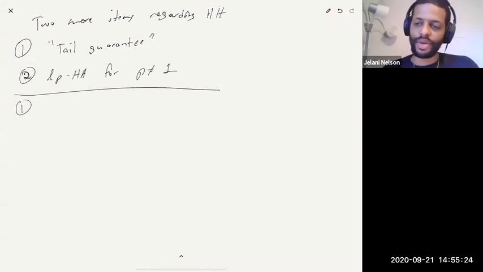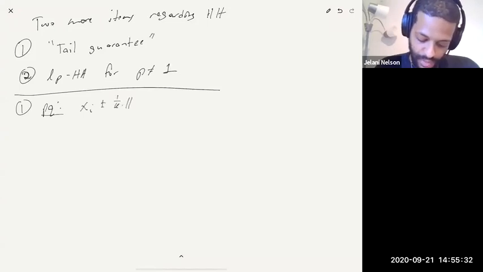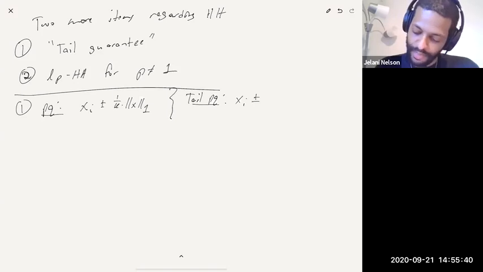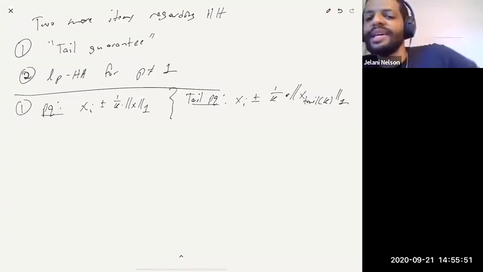So the way I defined point query and heavy hitters, I said for point query, you should return x_i plus or minus 1 over k times the L1 norm. The tail version, the tail point query says you should return x_i plus or minus 1 over k times the L1 norm of x tail k. What is x tail k? X tail k is take the vector x, but zero out the top k entries in magnitude. Right. So the only thing that's left are the bottom n minus k entries in magnitude.